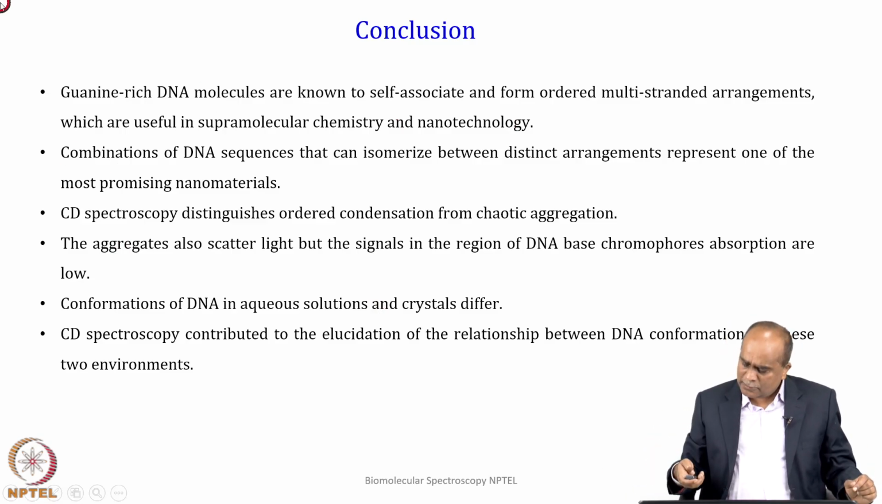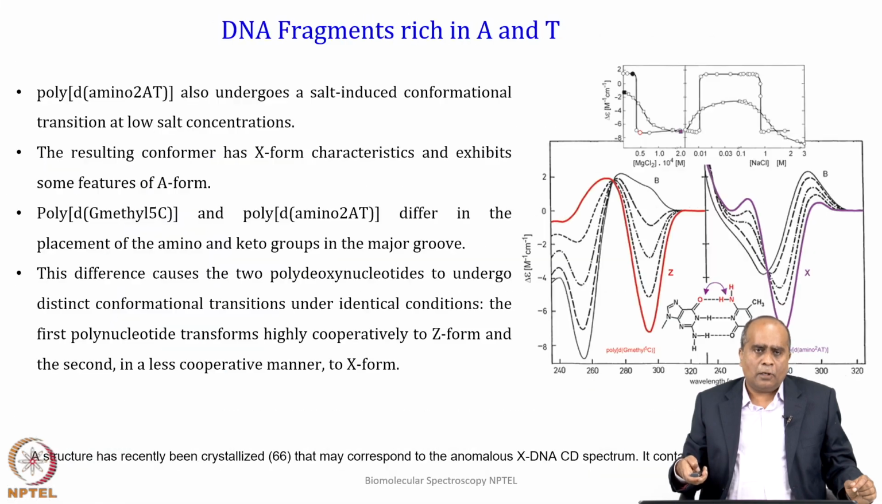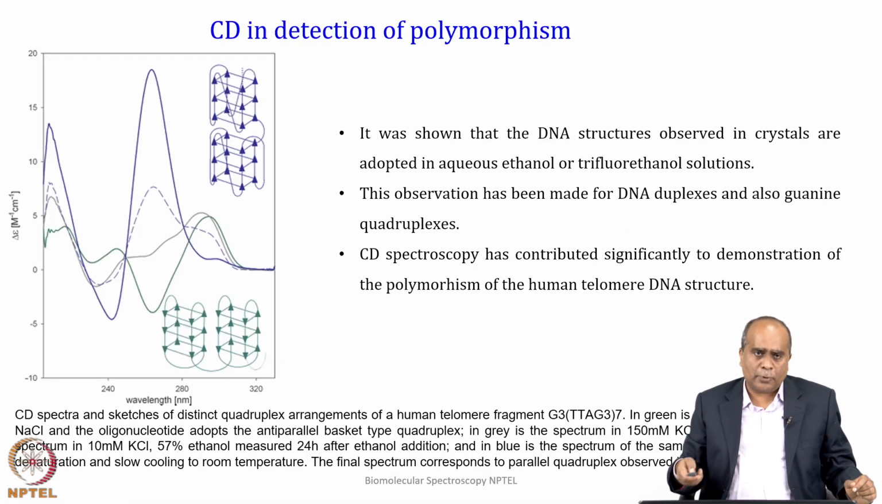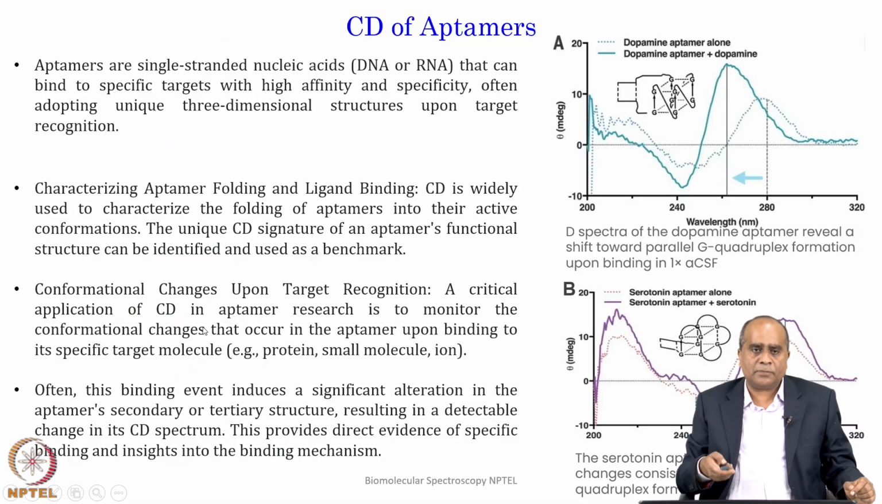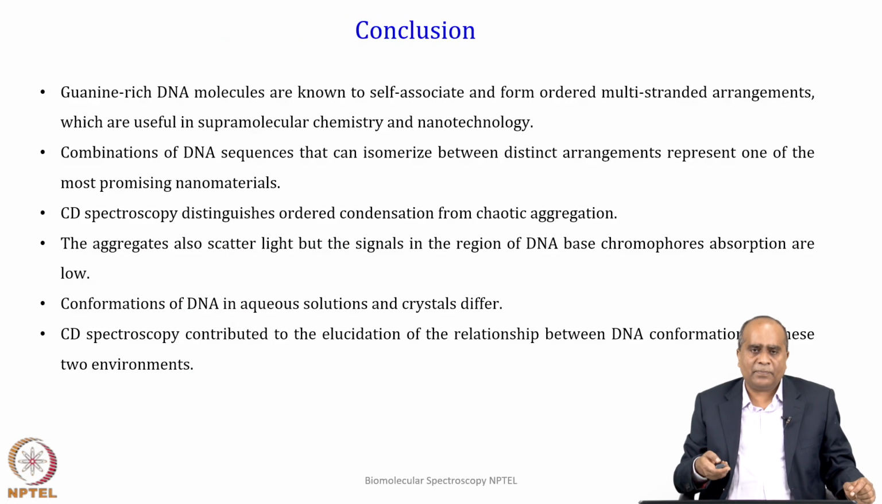You can make this quadruplex-like structure or aptamer quadruplex-like structure for supramolecular chemistry. It is used for detection. Though it is found in telomeres, one can synthesize it and use it for various nanotechnological applications because they adopt a particular shape and size. So, it is used in supramolecular chemistry and nanotechnology. Now, the combination of DNA sequences that can isomerize between distinct arrangements represents one of the most promising nanotechnology materials.